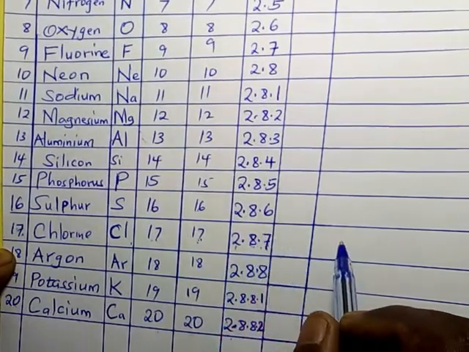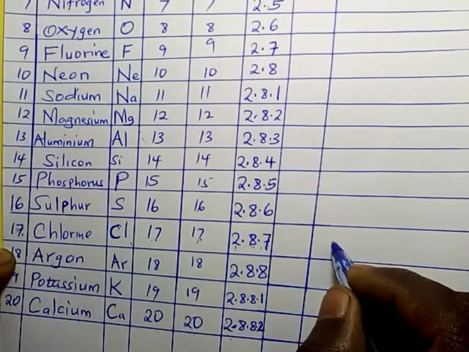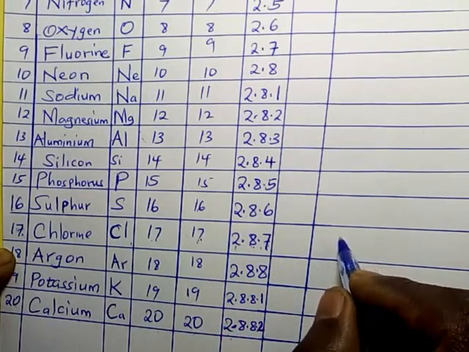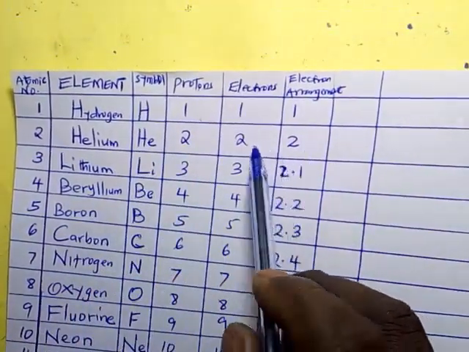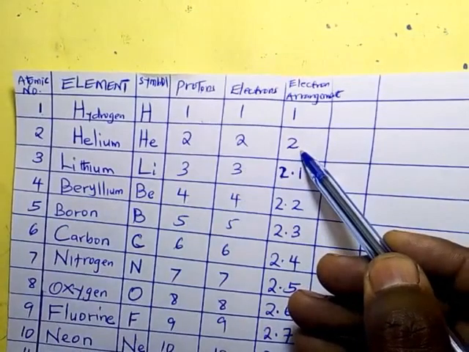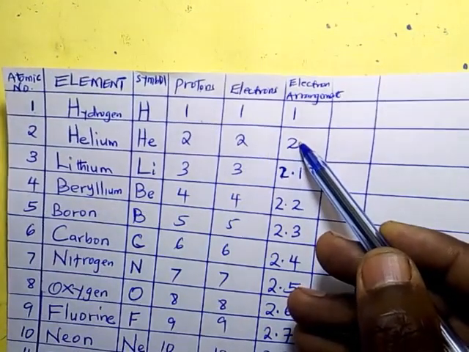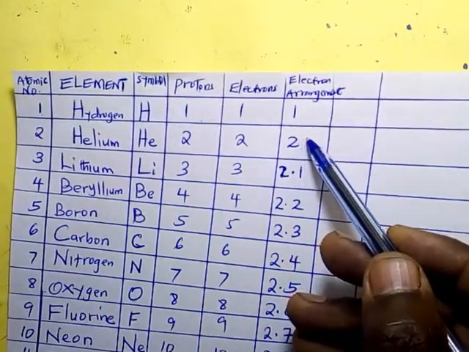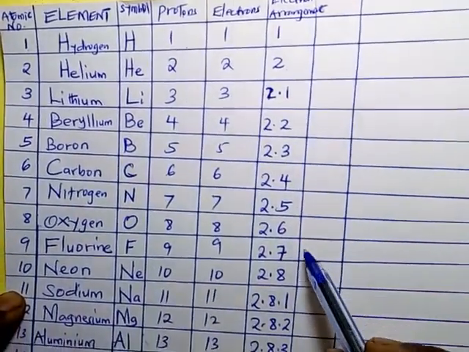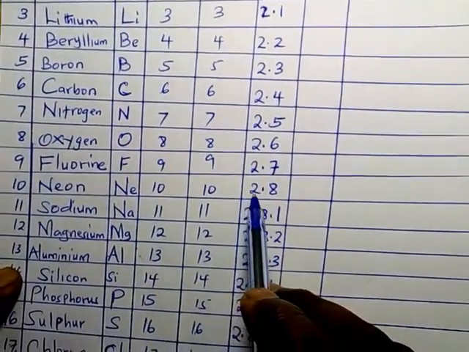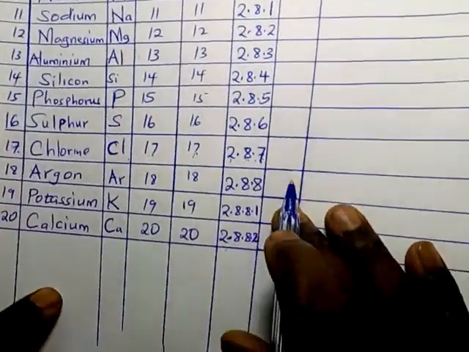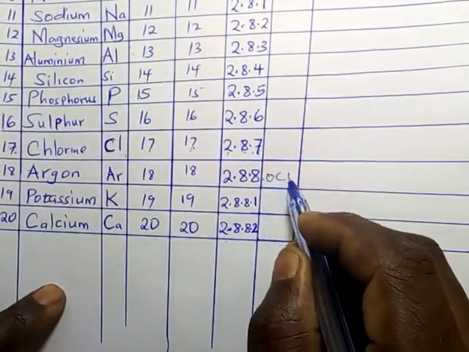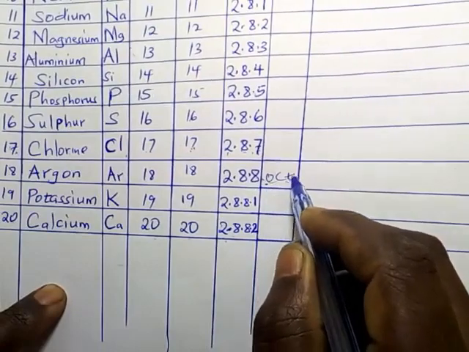We have two types of electron configuration. We have the duplet and the octet. Those elements like helium have only an electron configuration of 2. This one we call a duplet. But the rest, to be stable, must have an octet. This one is called an octet, electron stability.